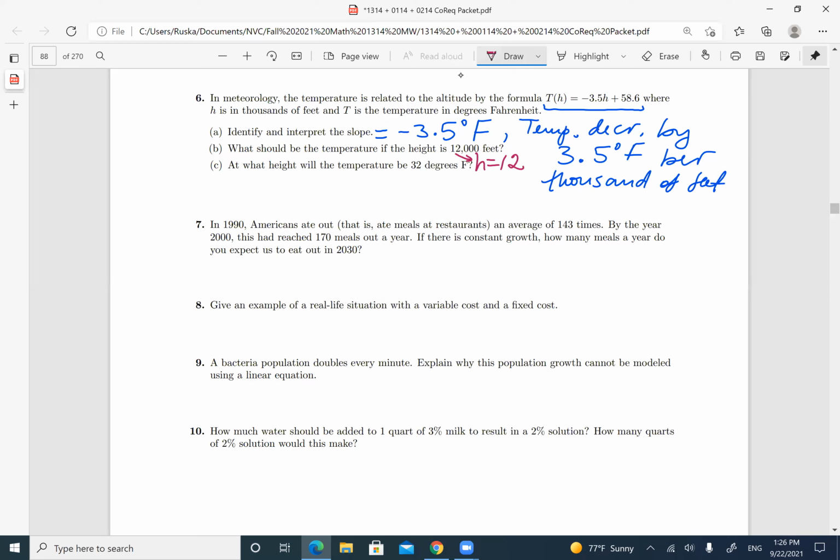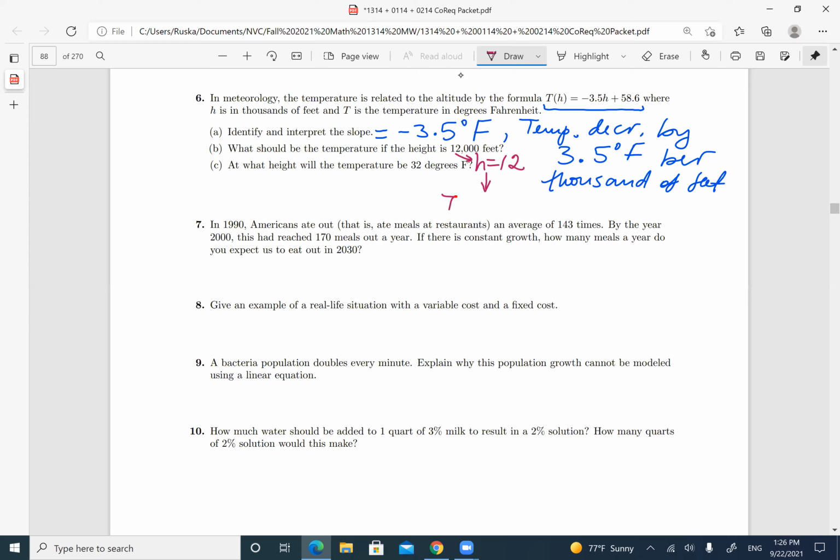H is going to be 12 because h is in thousands. So when you go to 12,000 feet in the formula, h is going to be 12. What you need to do is just replace h with 12 and calculate the temperature. So we're going to plug it in.